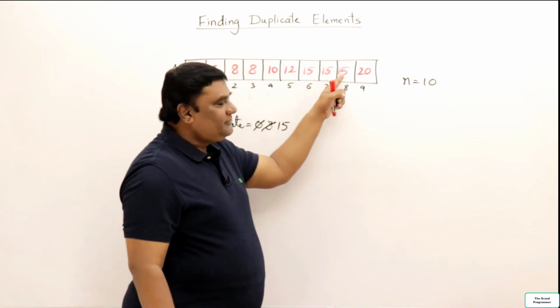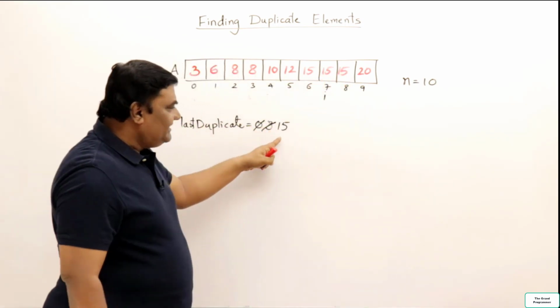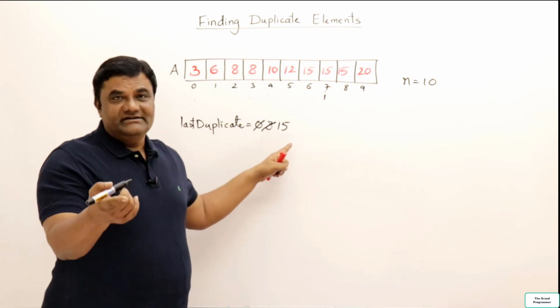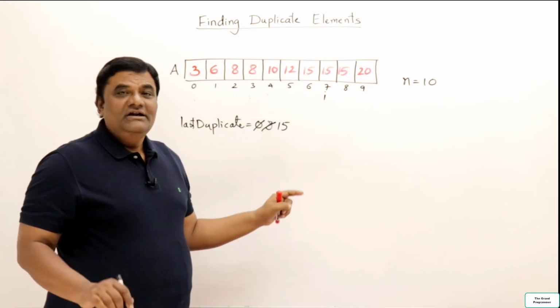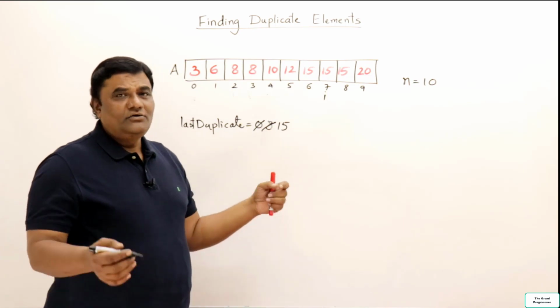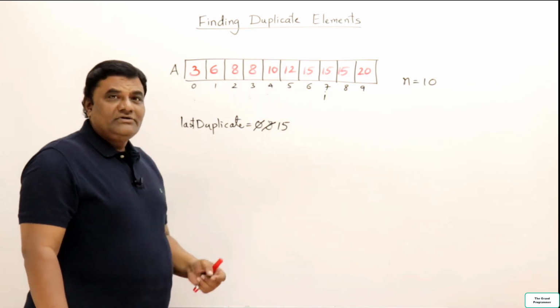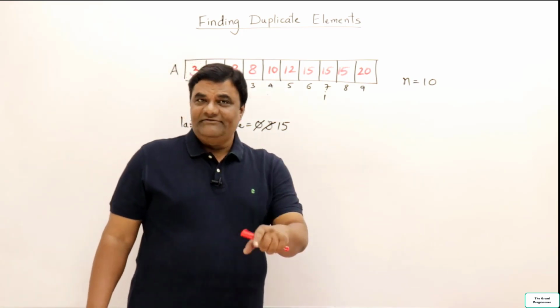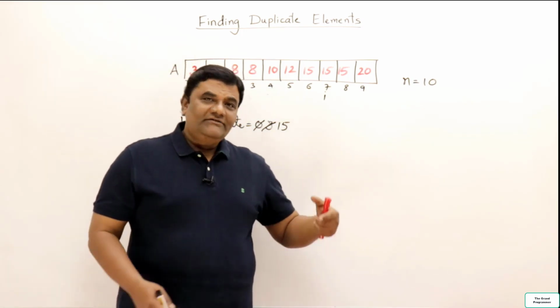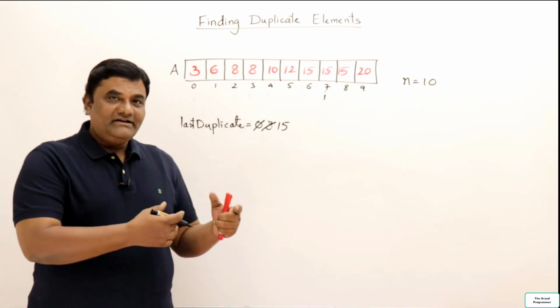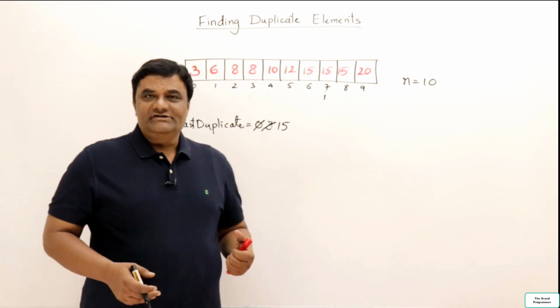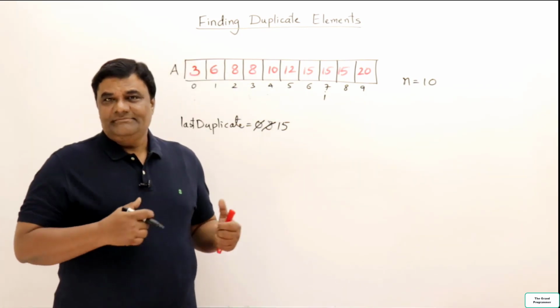Now, again the next element is a duplicate. But is it the same element as the last duplicate we found? Yes. No need to print. So if that same duplicate is there, don't print it. So that's how. You can maintain one variable to keep a record of the last duplicate found. That will help you if there are multiple occurrences of a duplicate element. So that's all. This is the procedure.